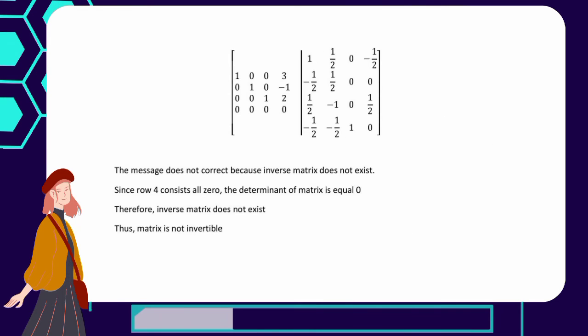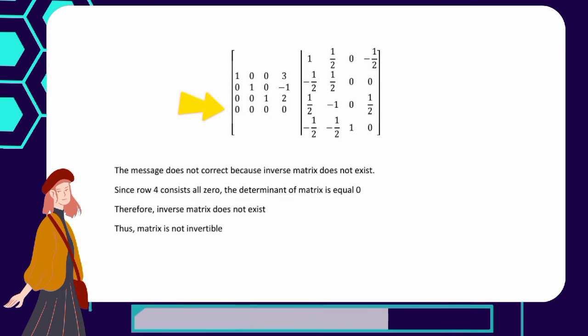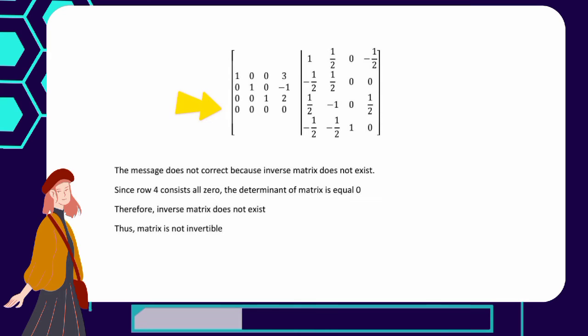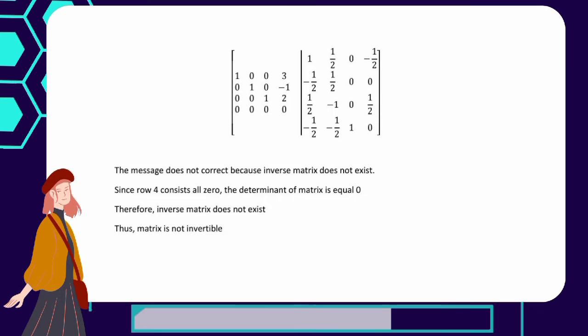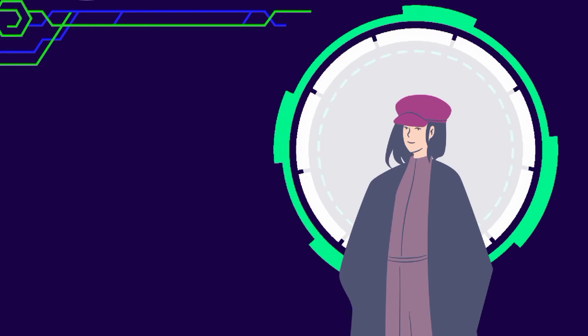At the end of the calculation, I figured out that the determinant of the K2 matrix is 0, since the third row consists of all zeros. Therefore, the inverse matrix does not exist. Thus, the message couldn't be decrypted, which means that the key is not correct. Oh no, K2 is not the answer either. Let's move on to K3.